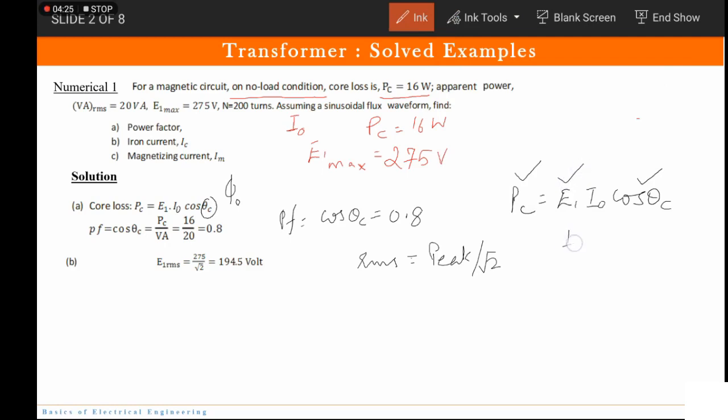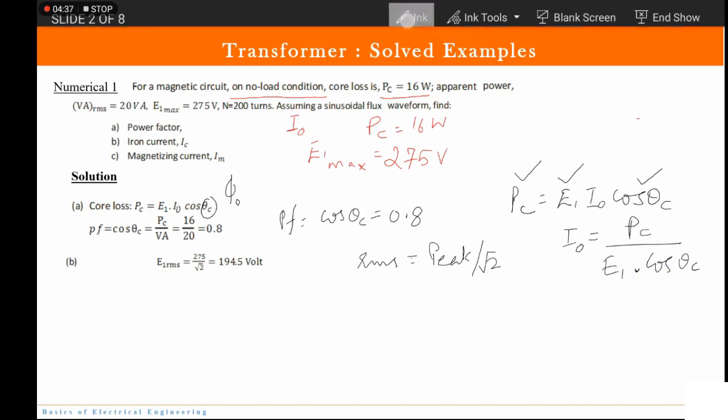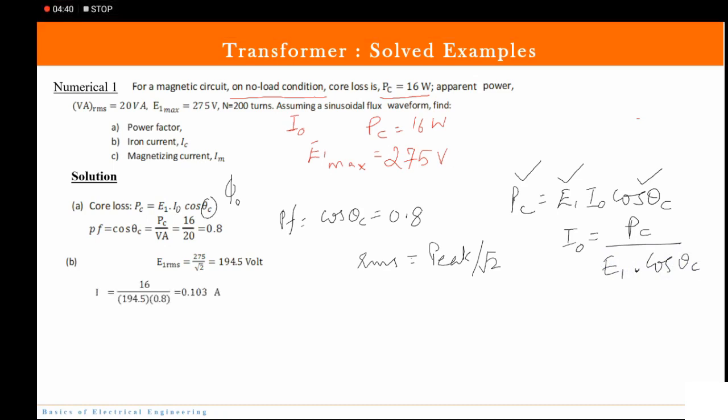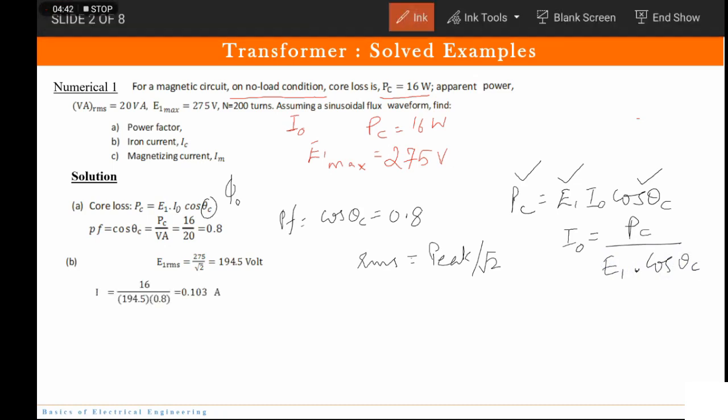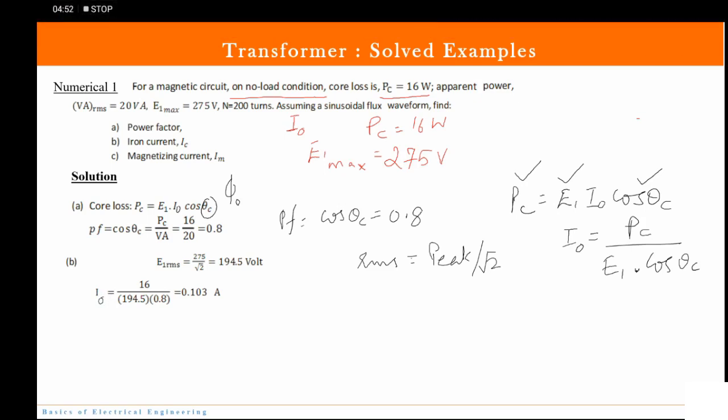So what we will do is we will convert this equation in terms of I naught, which becomes PC upon E1 multiplied by cos theta C. Fine. So this is my I naught. So my I naught comes out to be 16 upon 194.5 multiplied by 0.8, which comes out to be 0.103 ampere. So this is my no load current.